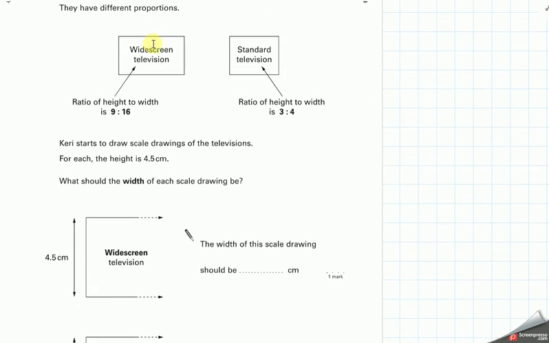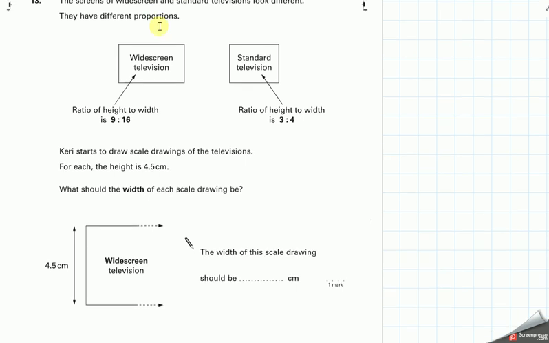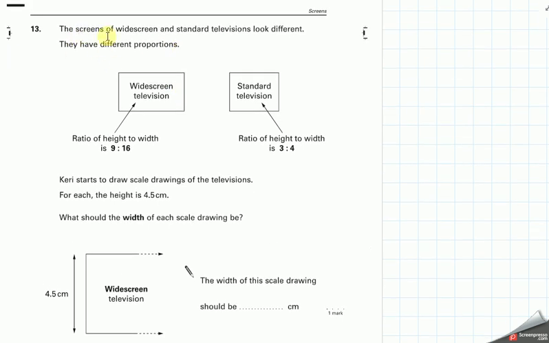Moving on, number 13. We've got TVs and ratios. This is another ratio question. I've done quite a few of these fairly recently in this paper. And they all want to know the size of this TV. So we have screens, widescreen and standard TVs. They have different proportions, 9:16 and 3:4. These are height to width. It's an odd arrangement.